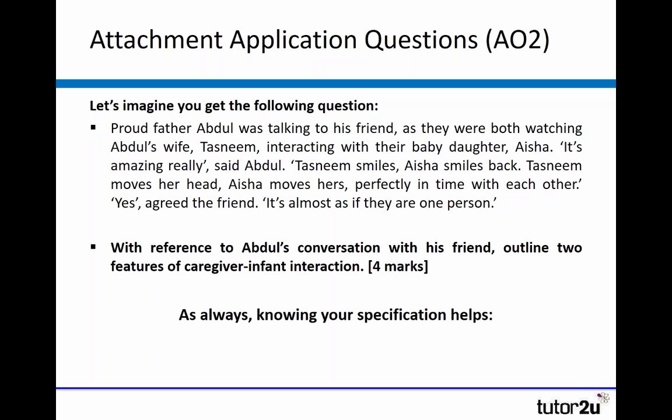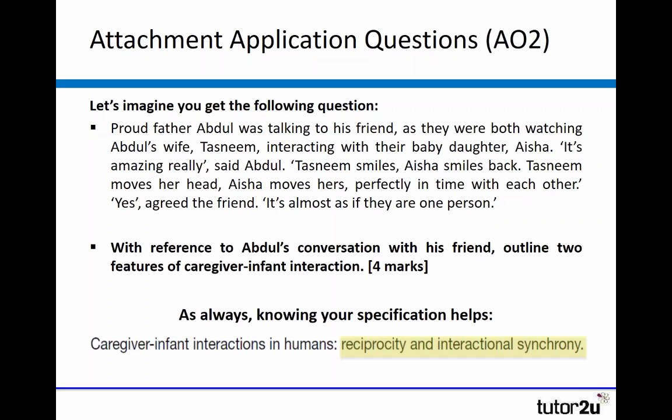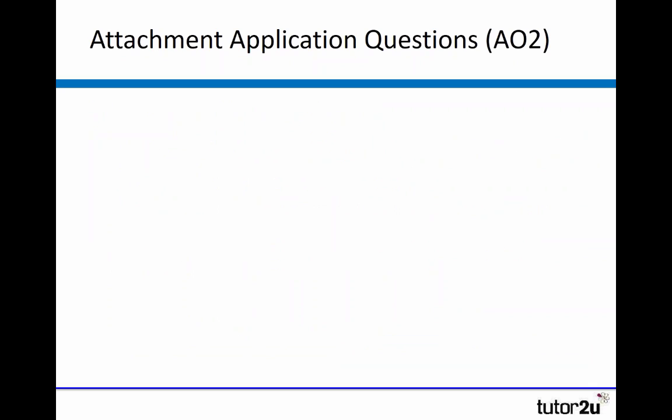Okay. Now, I've made this point, I think, in every webinar. If you know your specification, immediately this will help, because there are only 2 types of infant-caregiver interactions you need to know about, and therefore, if you know one is reciprocity and the other is interactional synchrony, then you've already answered half of the question already. Okay, you just need to find where they are.